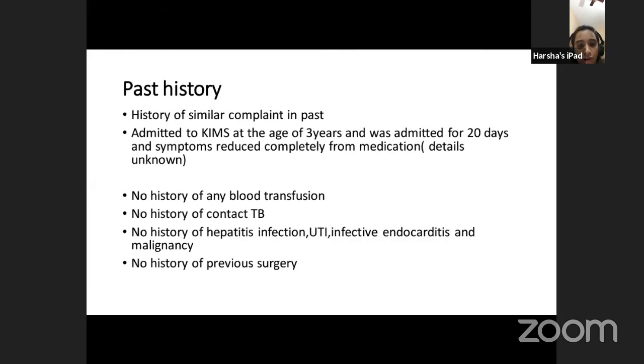No history of tuberculosis contact. Why did you ask that? Tuberculosis is also a precipitating infection. No, that's not really why you ask it. You ask because you want to start this child on steroids, and you don't want to flare up a tuberculosis. So you always ask for contact with tuberculosis, especially if this is the first episode. No history of hepatitis, UTI, infective endocarditis, pregnancy, and surgery.